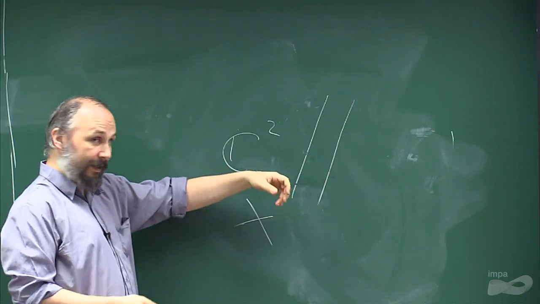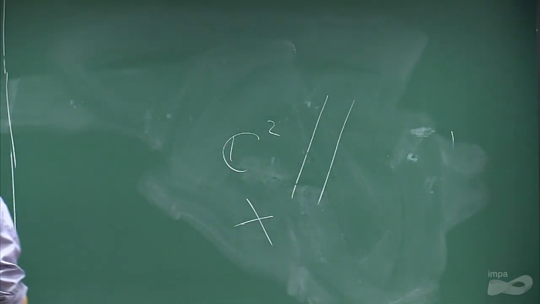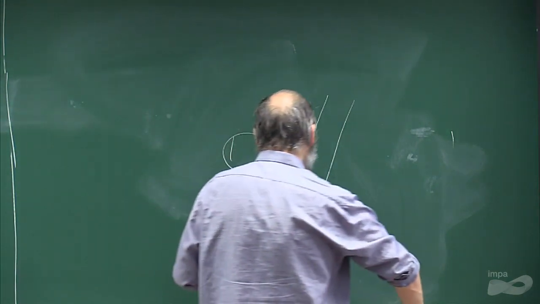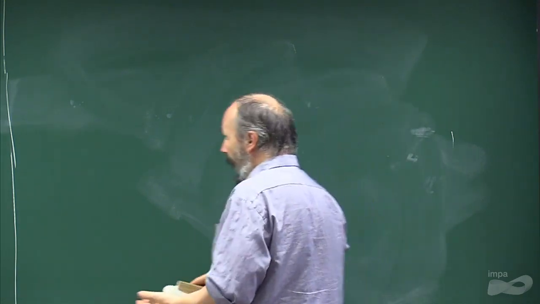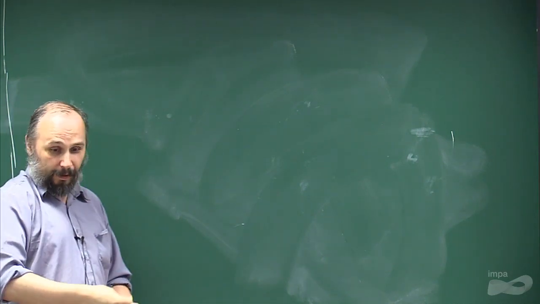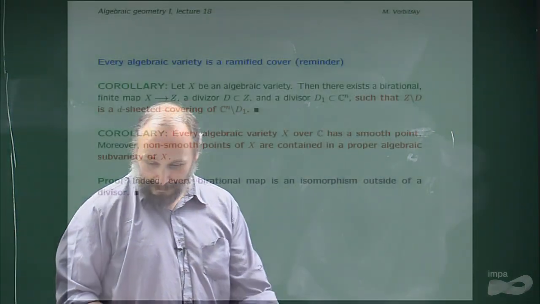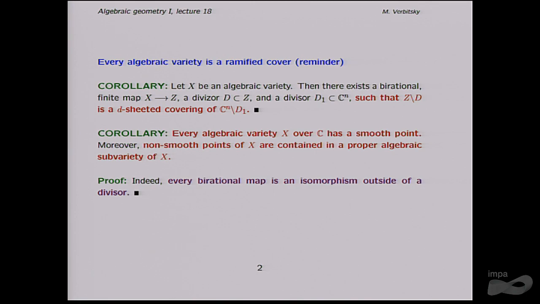Of course, these two guys intersect at infinity, so from the projective point of view, this is the same. Anyway, you study the projective manifolds by going local and studying affine. So we finish with this affine and we go to projective. Okay, so this is something which we had already. Every algebraic variety is a ramified cover. Should I give you more explanation about that?